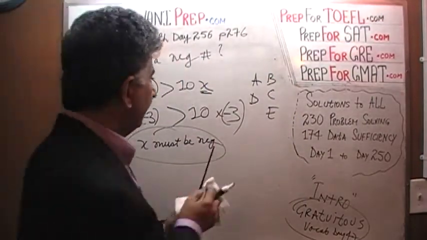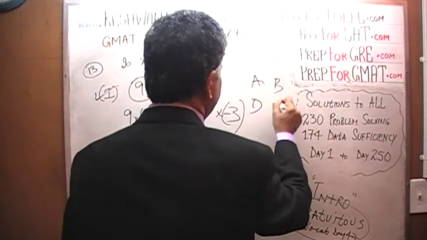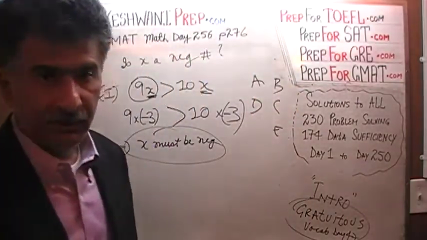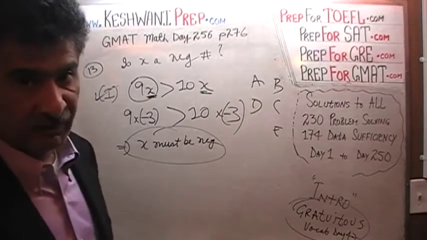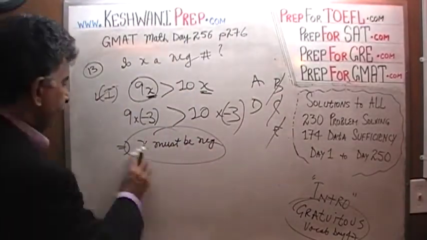I didn't mean to say it like that. Let's do it one more time. A, D, B, C, E. That's how we say it. The first statement by itself is enough, which means the answers cannot be B, C, or E. It would have to be either A or D.